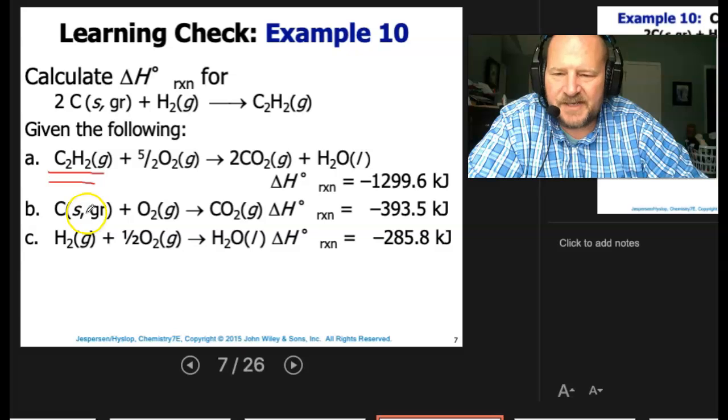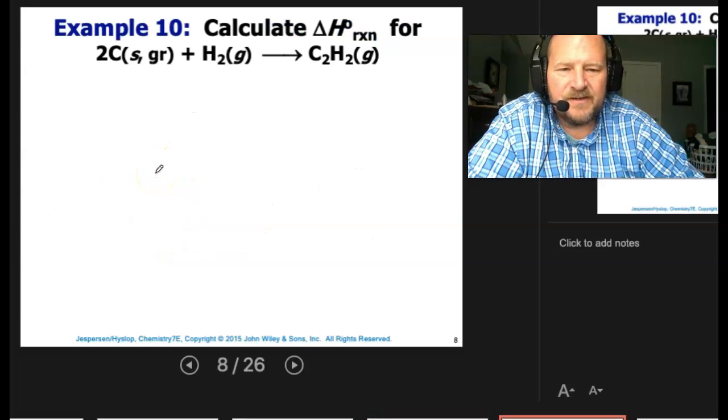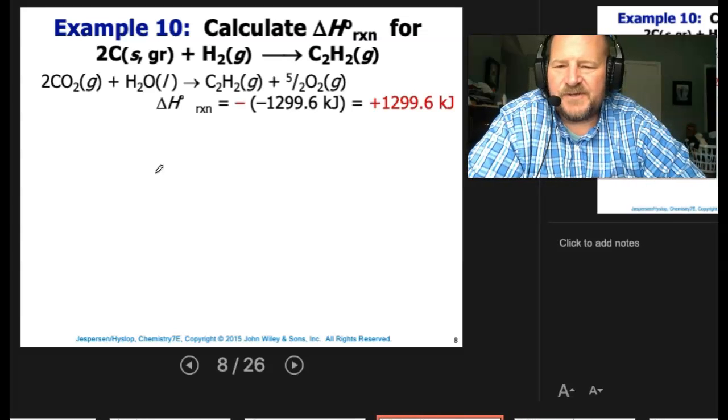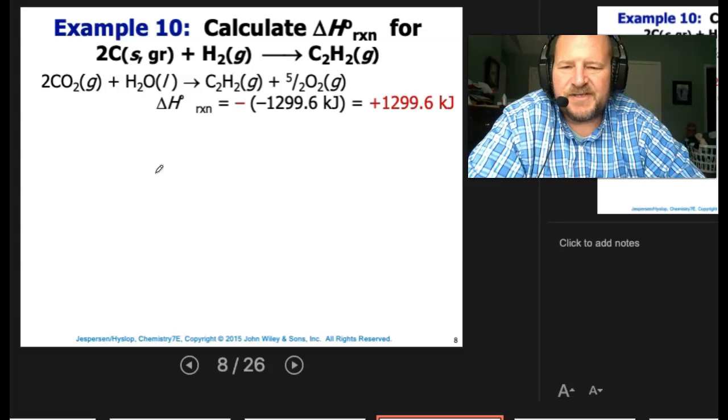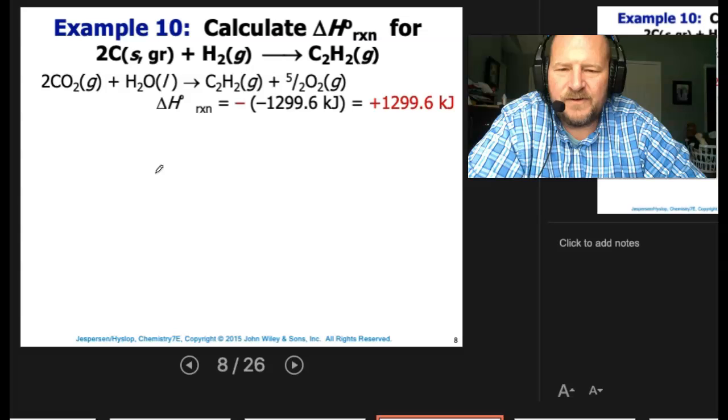We have carbon solid. We'll need 2 of those, so we'll probably have to end up multiplying this whole thing by 2. All right. And let's see, we have H2 plus half O2. So hopefully these halves of O2s and O2s are all going to cancel out in the mix. So let's take a look. All right, so we're going to take 2 CO2s plus H2O goes to C2H2 plus 5 halves of O2.